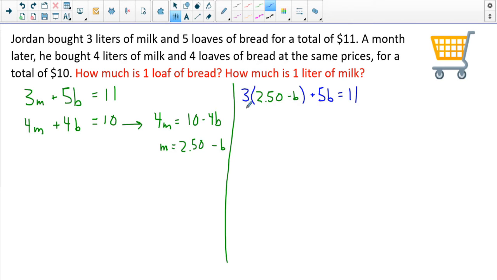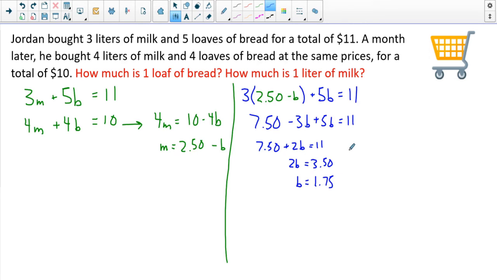So distributing, 3 times 2.50 is 7.50, minus 3B, and then just bring down the rest, so plus 5B equals 11. Here I can combine these like terms, so negative 3B and 5B. This is going to give me plus 2B equals 11. Next I can subtract 7.50 from both sides. That's going to give me 2B equals 3.50. And then our last step, just divide both sides by 2. So the price of a loaf of bread, just dividing this by 2, is $1.75. All right, and that's the first half of the problem.